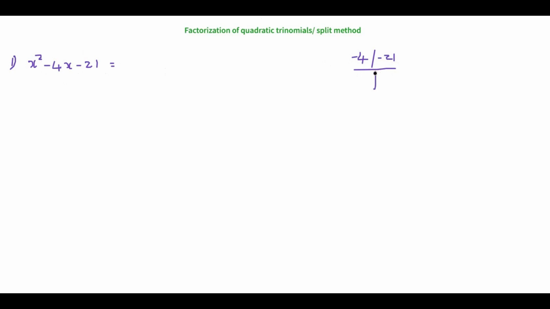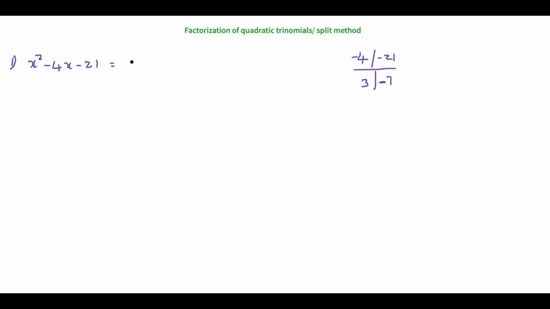So which numbers can we use? 21 is divisible in the 3 table, so let's think about 3 times 7. Yes, 3 times 7 gives us 21. But what about 4? We have to subtract these two to get 4. So 7 minus 3 will give us 4. But since we want a negative 4, I will put a negative sign on the bigger number. So now 3 minus 7 gives us minus 4, and 3 times minus 7 gives us negative 21. So you have to verify both the numbers.